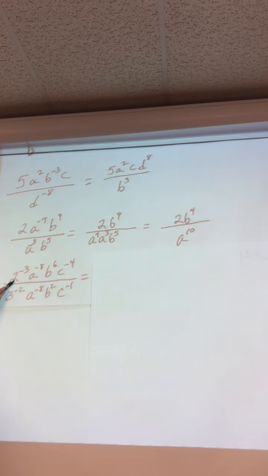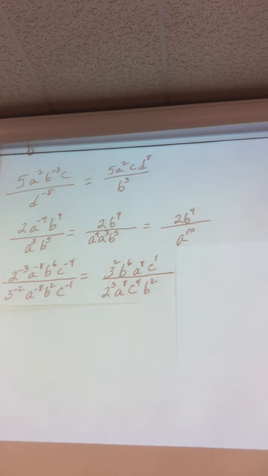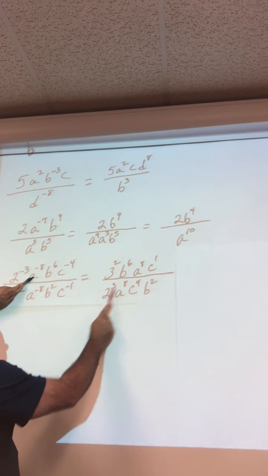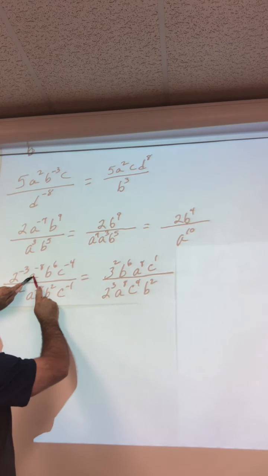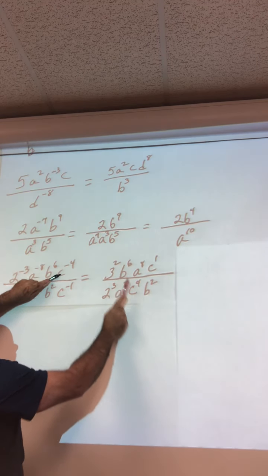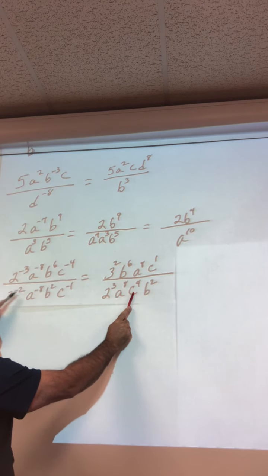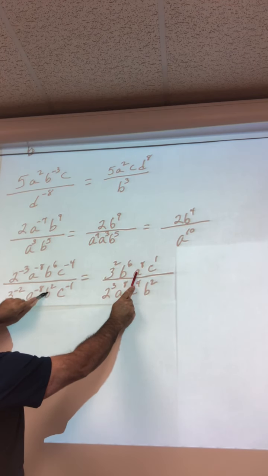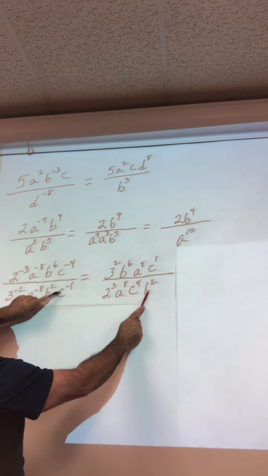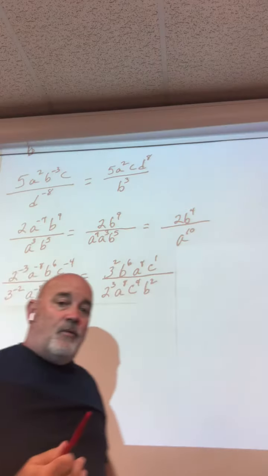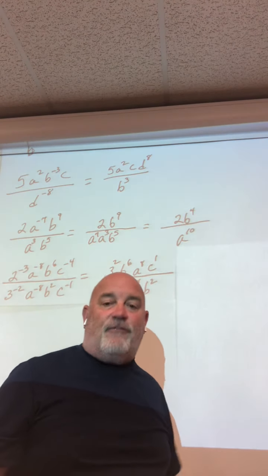Okay, now let's look at this one right here. Let me uncover this first line. So here we go. This one goes to the bottom. This one stays in the top. This one goes to the bottom too. This one stays in the top. This one goes to the bottom. Doesn't matter where you put it. This one goes to the top. This one goes to the top. This one stays in the bottom. This one goes to the top. The order you write them in doesn't matter. But when I do write my final answer, I usually put them in alphabetical order.